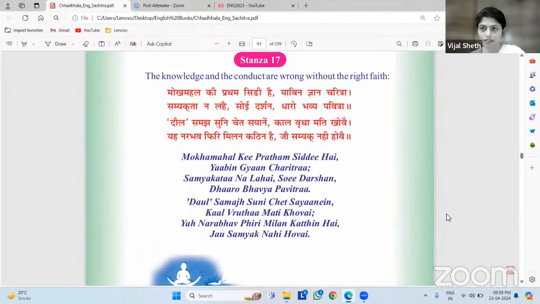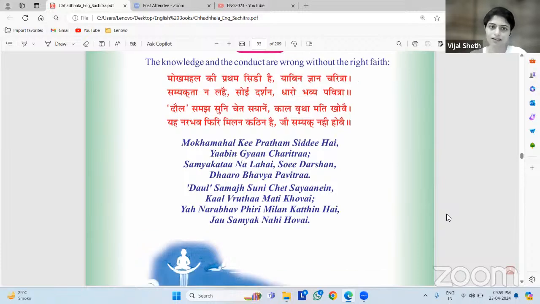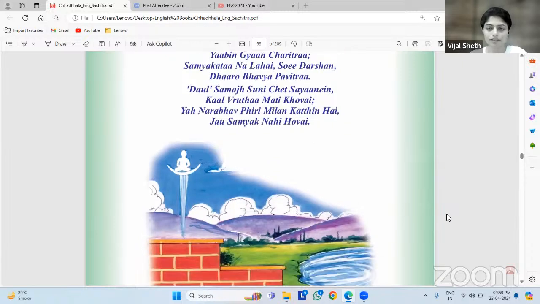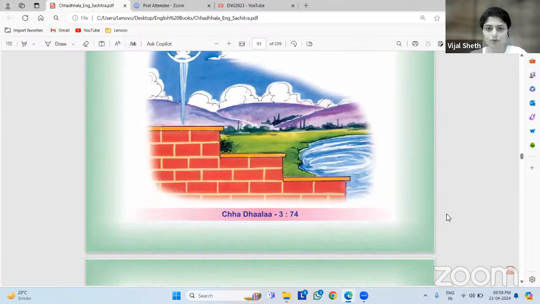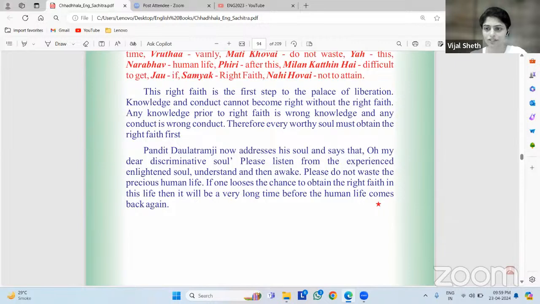Chet. Chet is Prayogya Labdhi. Now you are being alert in your self-awareness. And then Sayana means you are becoming Samyak Drashti. So one who gets Karan Labdhi becomes a Samyak Drashti Jeev. This is a very short description. It is a very long topic, but I'm just saying. So it is connected to these words. Dol samaj sun chet sayane kal vrathamat hoye. So with these five labdhis, you don't waste time and try and get Samyak Darshan. And this human birth is very rare. Please don't waste it and go in the right direction.